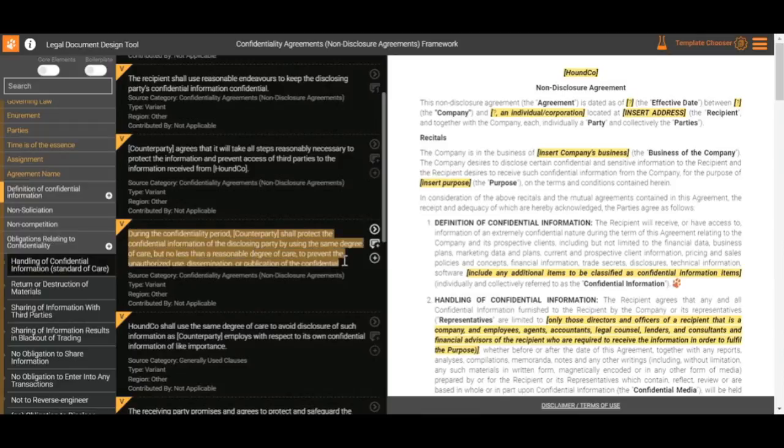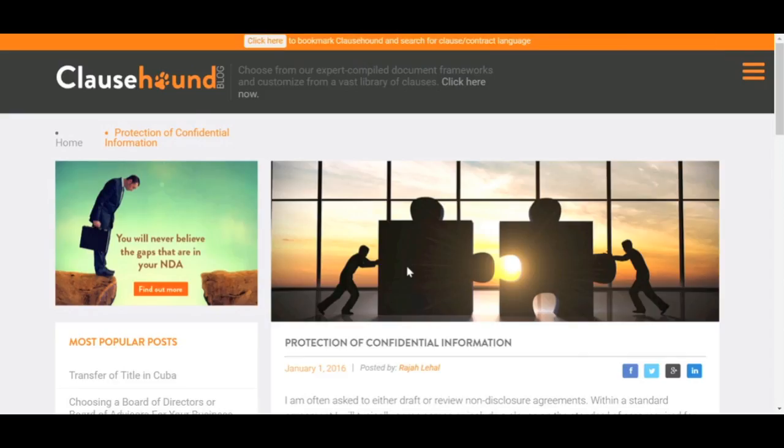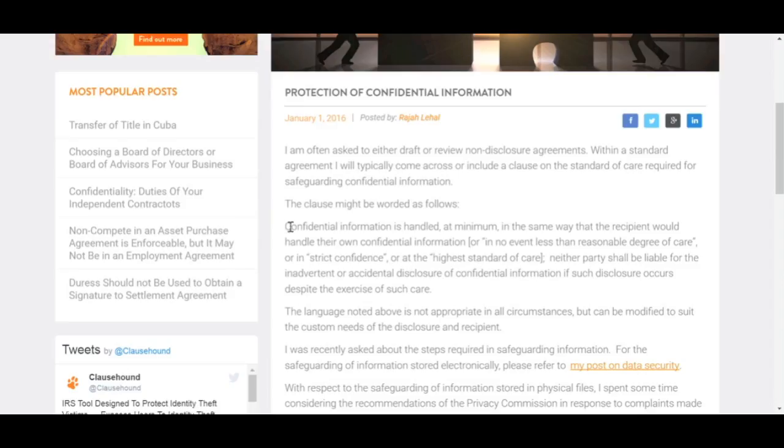Practically speaking, when the language reads something like "reasonable standard of care" or "similar standard of care as to the manner in which the recipient would treat their own information," what does that practically mean? I'm just going to flip us to a blog post I've written on this topic on protection of confidential information. Within this blog post, I consider what this actual language should result in terms of the mechanical aspects of protecting confidential information.